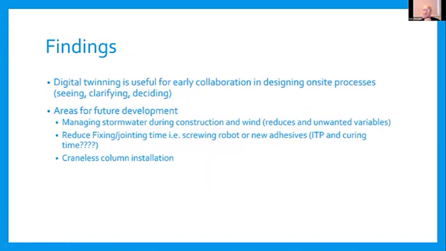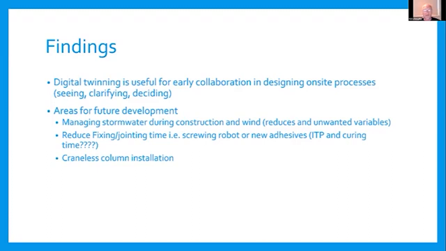I think the digital twinning, actually, we found it to be quite effective in seeing problems with things and showing people. So it was actually quite useful in seeing, clarifying and deciding. Areas for future development: one which we're aiming to look at, in a project forthcoming, hopefully, is managing stormwater during construction and, to some extent, wind, because it affects the crane. But stormwater can reduce unwanted variables.